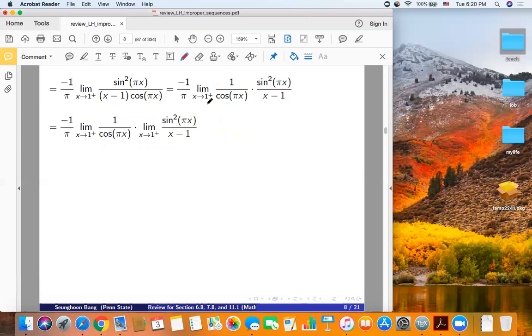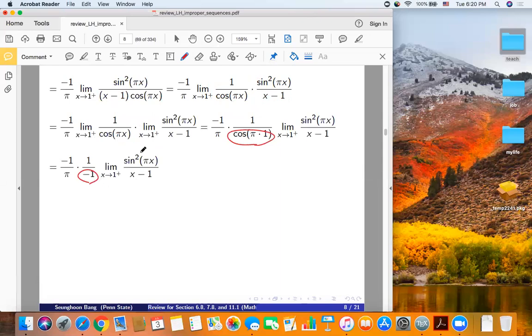Next, distribute the limit and calculate. You plug 1 into here, only cosine pi. So you have to keep the second limit. Cosine pi is -1. So here, what is this? 0 over 0 form. You have to use L'Hopital's rule, right? You can use L'Hopital's rule.